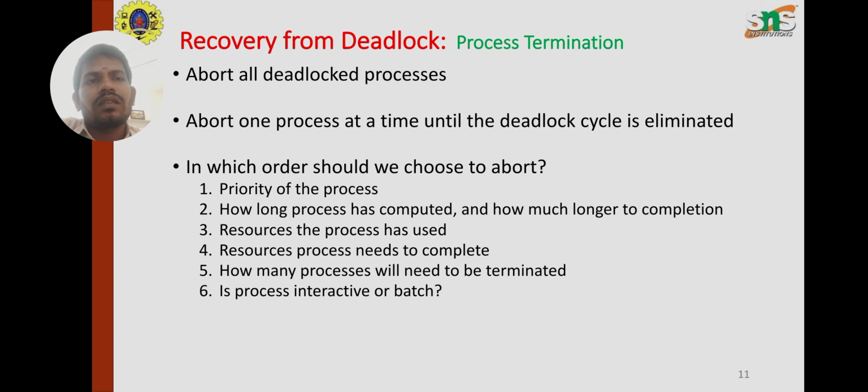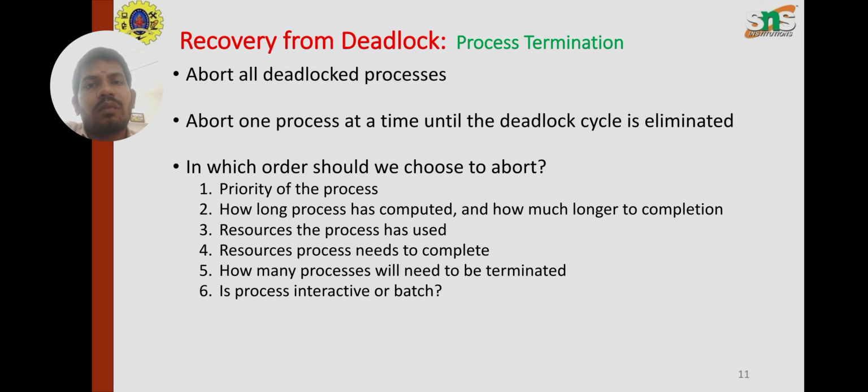Recovery from deadlock by process termination. Abort all deadlocked processes, or abort one process at a time until the deadlock cycle is eliminated. In this case, in which order should we choose to abort? It depends on the priority of the process, how long the process has computed and how much longer to completion, the resources the process has used, the resources the process needs to complete, how many processes will need to be terminated, and whether the process is interactive or batch.